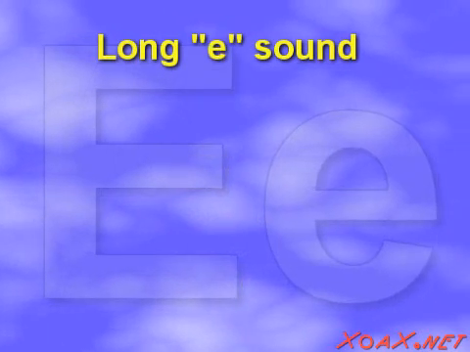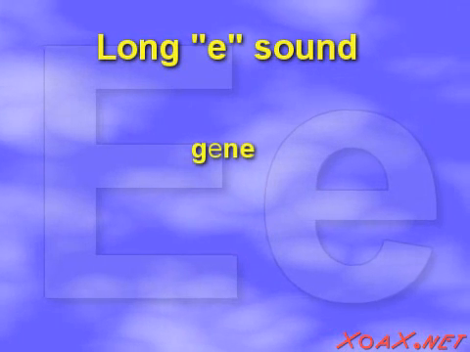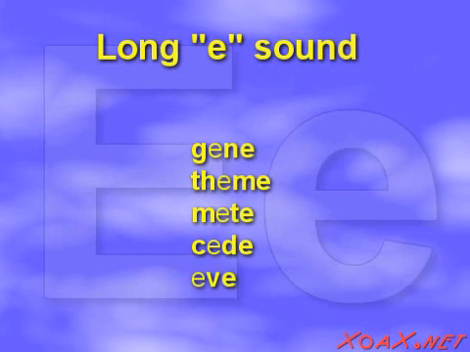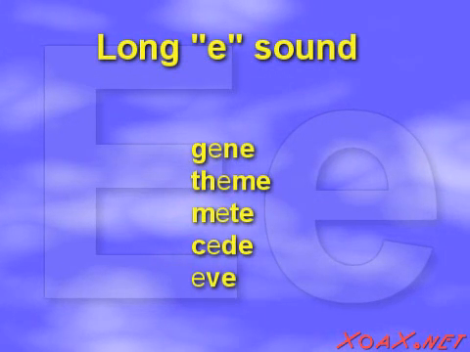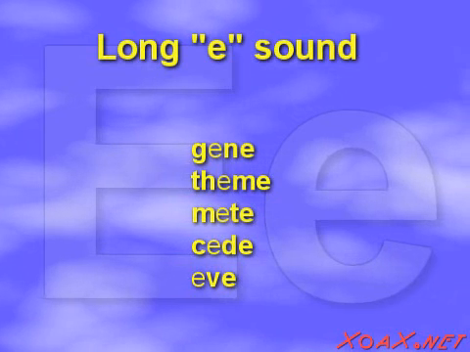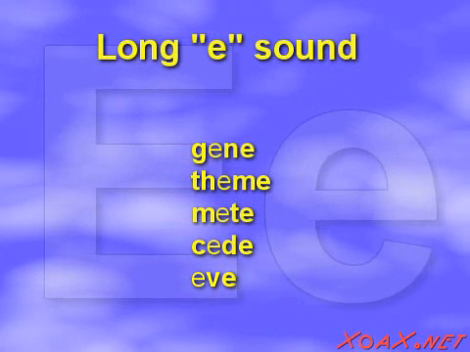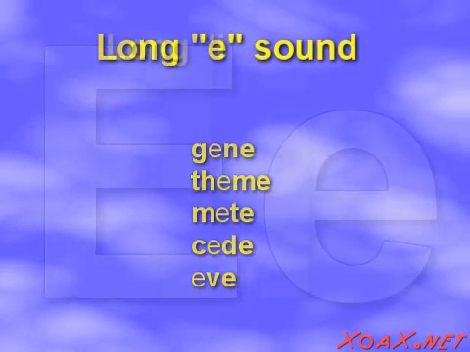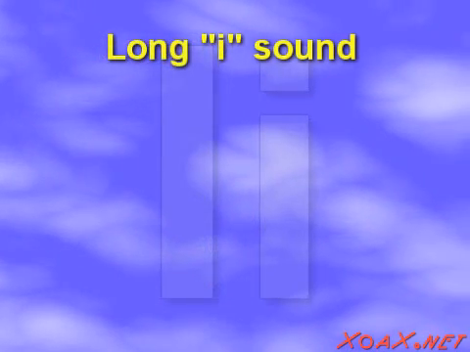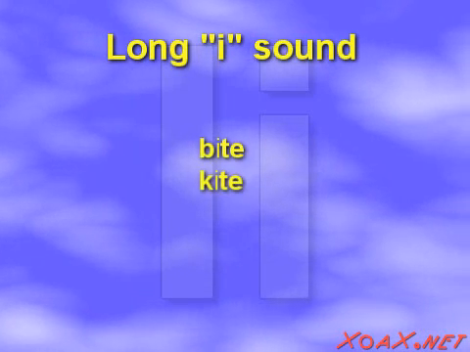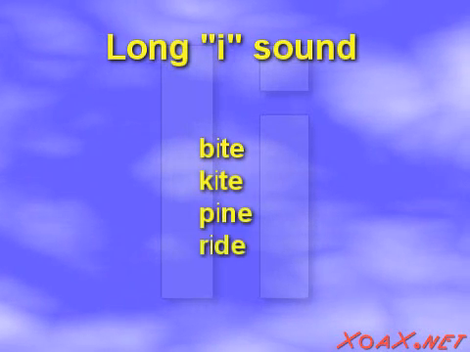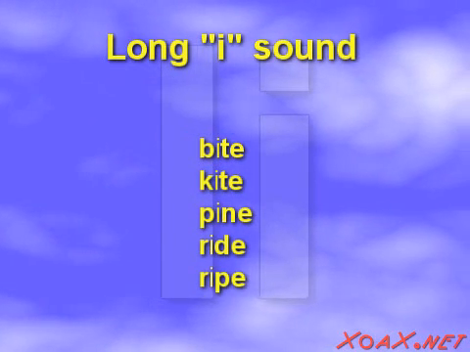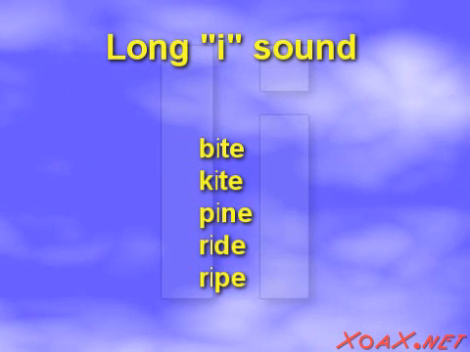The long E vowel sound occurs in the words gene, theme, meet, seed, and eve, and sounds like E. These words are unusual because this type of word with a long E sound and a silent E at the end is not as common in the English language. The long I vowel sound occurs in the words bite, kite, pine, ride, and ripe. These words have the long I sound in the middle, which sounds like I.